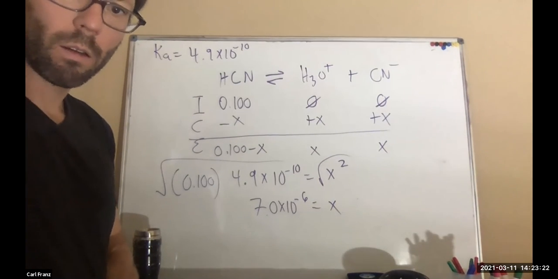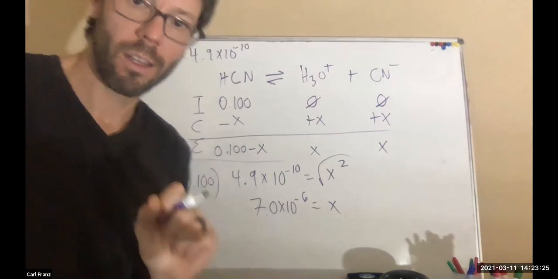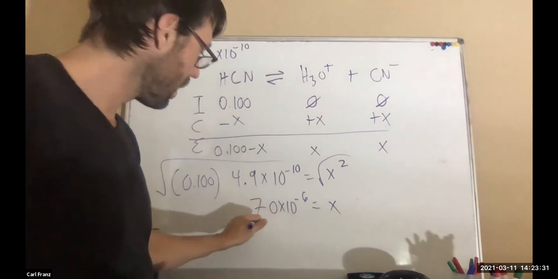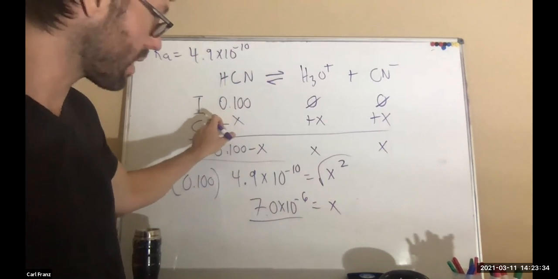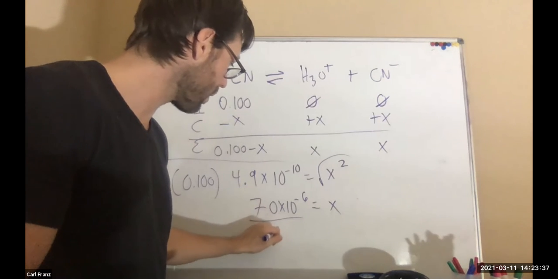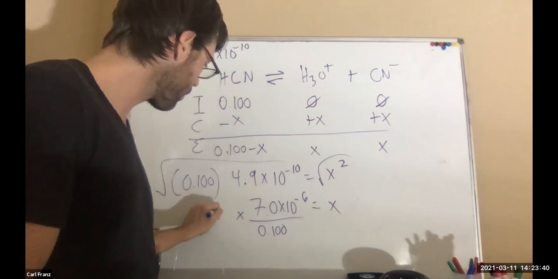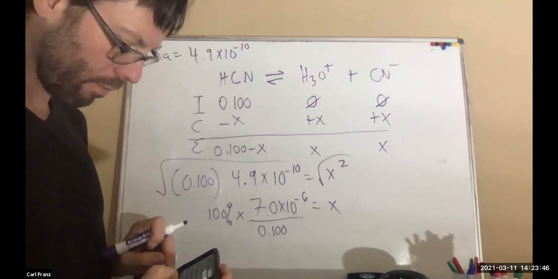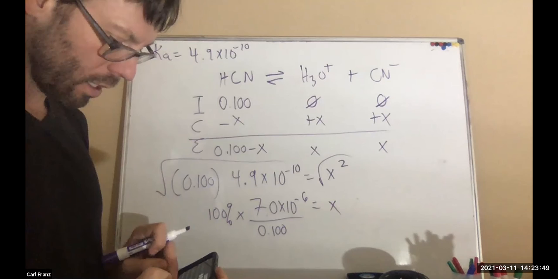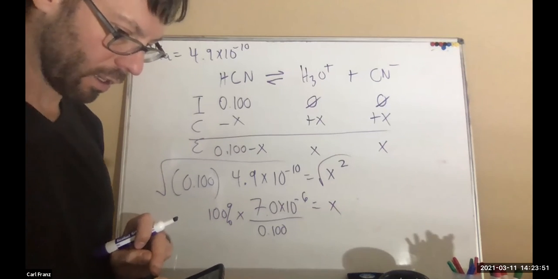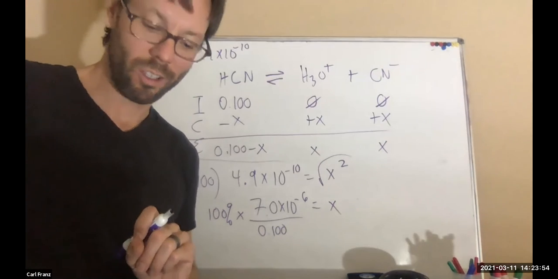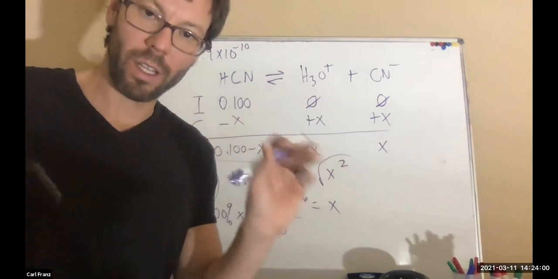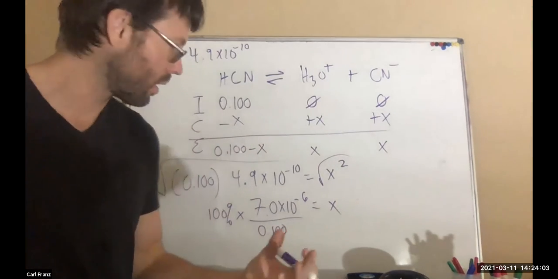Great. Now, next step, verify. Trust but verify. So we just take this number and we divide it by what we said it was not impacting, 0.100, and then multiply by 100%. So this number divided by 0.1 times 100, and I'll guarantee you, it's a very, very small percentage, not even 1%. So very, very confident that that small x assumption works.